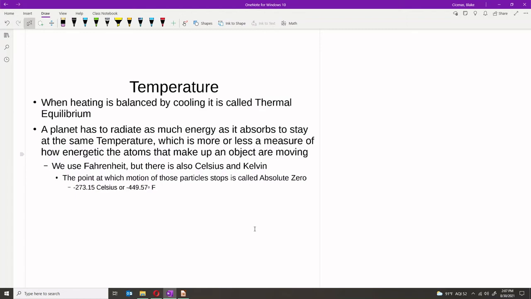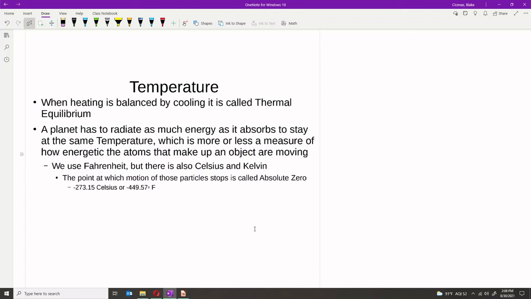So applied to planetary physics, a planet has to radiate as much energy as it absorbs to stay at the same temperature. So yes, the Earth is absorbing radiation, but it's also emitting radiation at the same time. Right now, it might be absorbing a little bit more than it's putting out, but there's always some sort of balance, so to speak.